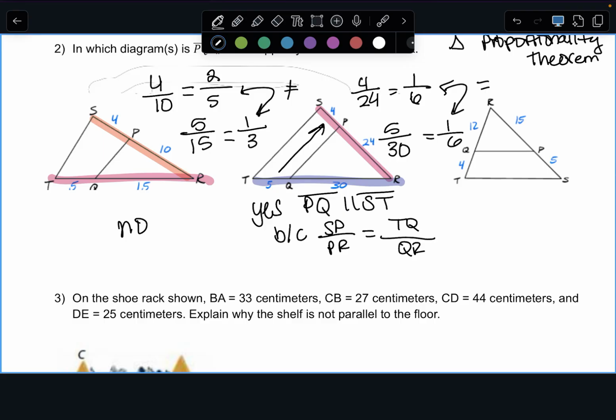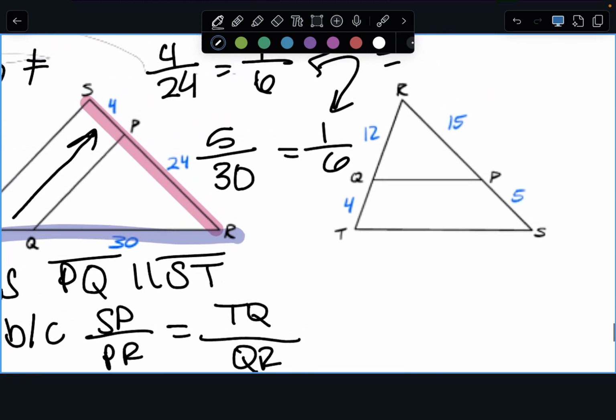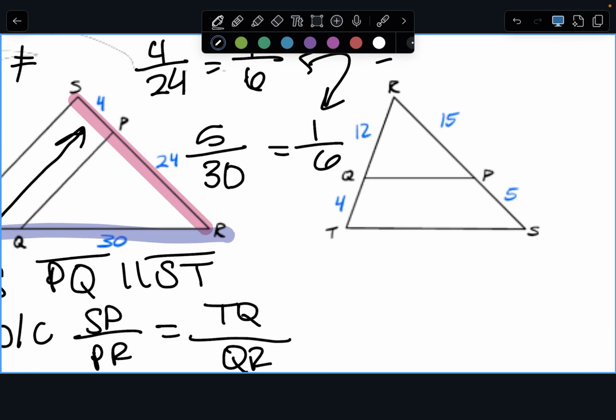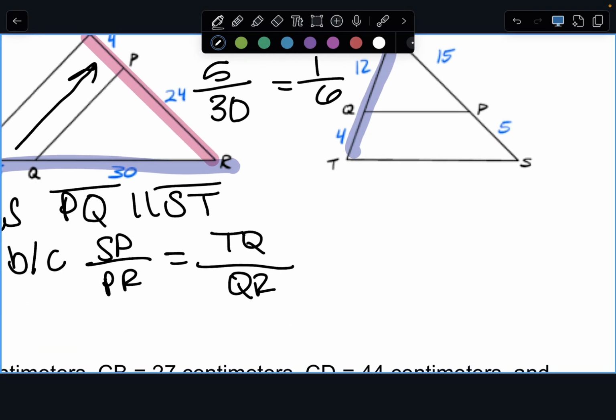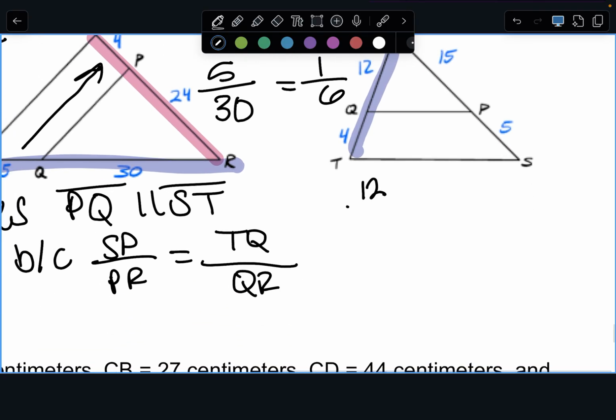Questions on that one? Second to last one, same situation. We're checking to see if QP is parallel to TS. If we look at this blue side, what are my two parts? 12 and 4. Again, you pick which one goes on top. It doesn't matter as long as you match it with the other side.